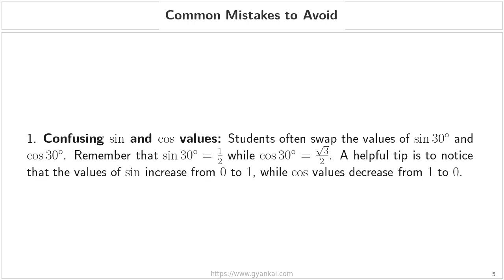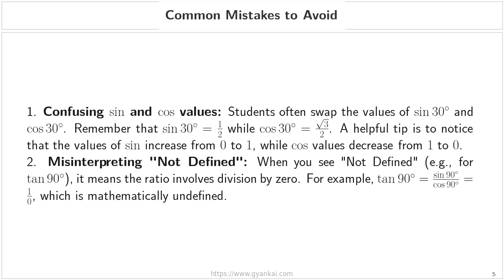First, watch out for confusing your sine and cosine values. I see students swap the values for 30 degrees and 60 degrees all the time. To keep them straight, remember that sine of 30 degrees equals 1/2, while cosine of 30 degrees equals the square root of 3/2. A great mental trick is to look at the trend. As the angle increases from 0 to 90 degrees, the sine values steadily increase from 0 to 1, whereas the cosine values do the exact opposite, decreasing from 1 down to 0.